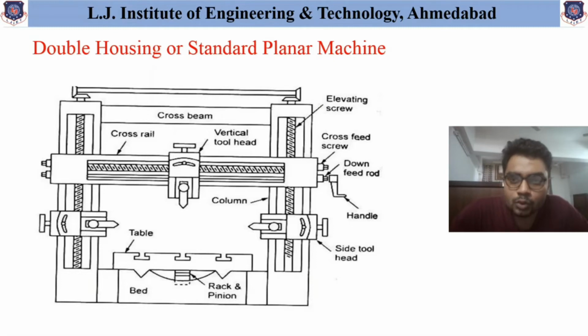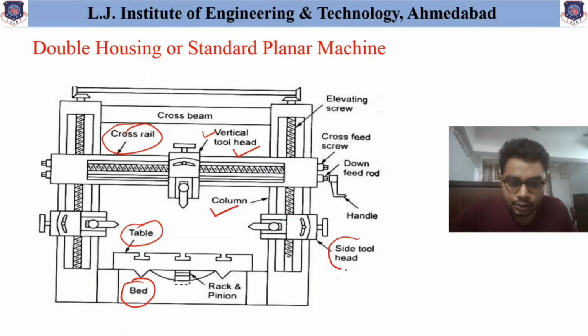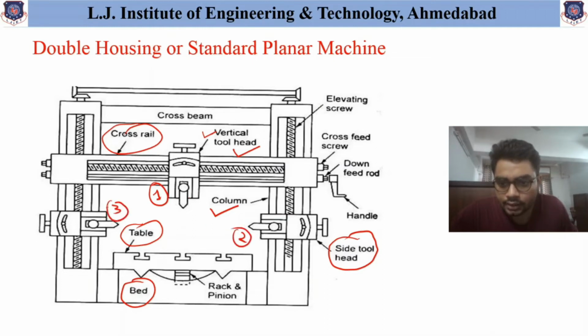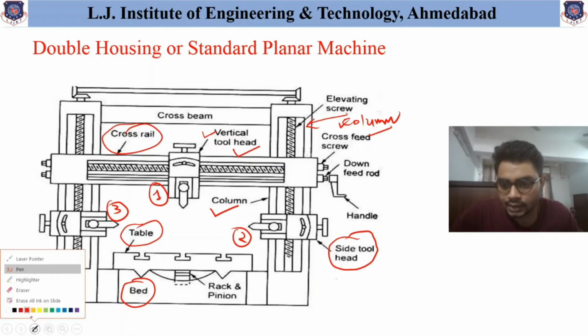As you can see, most of the parts are common with the planer machine that we have discussed. It has a table, bed, column, cross rail, and tool head, but in this case one vertical tool head and two side tool heads are provided. So this is the first tool holder, this is the second, and this is the third. So three different tool holders are provided, and based on that, machining can be obtained at three different locations. Other than these, a column is also provided for vertical movement, which we have discussed. So these are the common basic parts available in our planer machine. Now, what is the advantage of this standard planer machine?